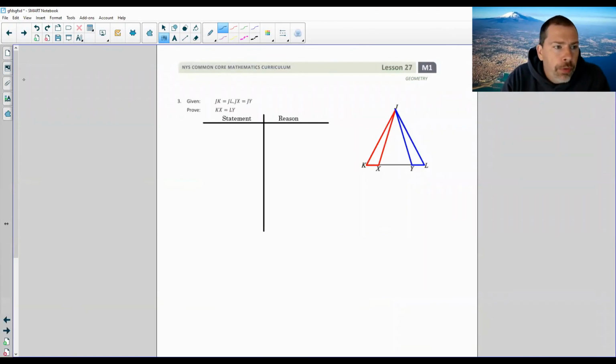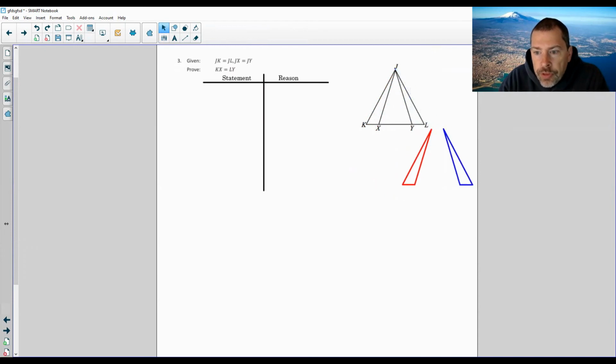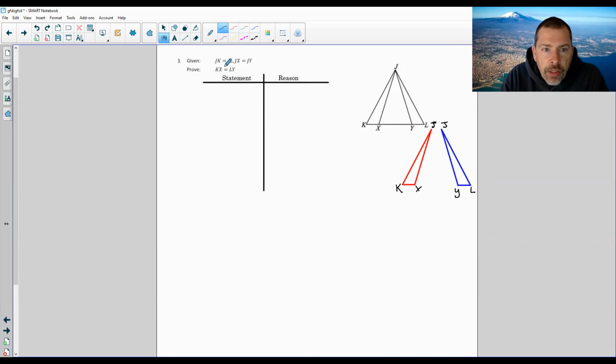Okay, page 2 brings us to proof number 3. I've looked at this and it says prove KX is equal to LY. So whenever we have a side, that's usually where we have to prove the triangle that that side's involved in or part of. So that's why I highlighted these little triangles outside here. I will slide these out and bring them over here and label them as what they were. This is J up here for both of them. This was K, this is X, this is Y, and this is L. So there's the two triangles. We're trying to prove this little side is equal to this little side. So let's look at the givens.